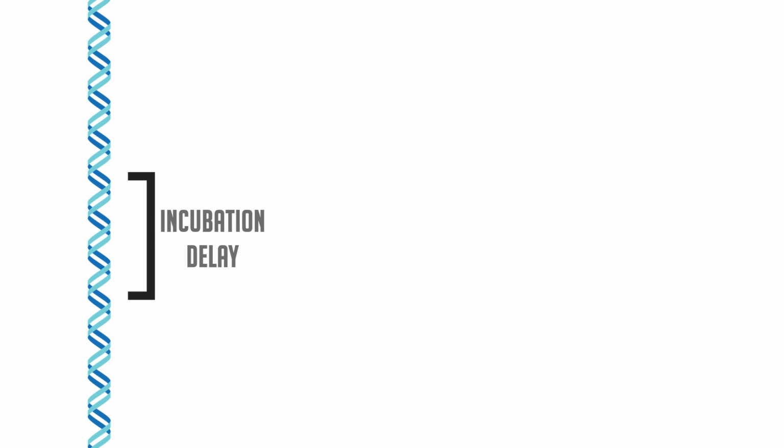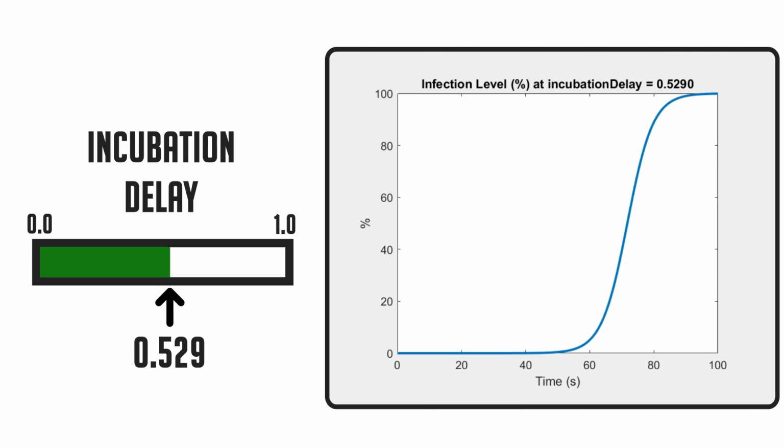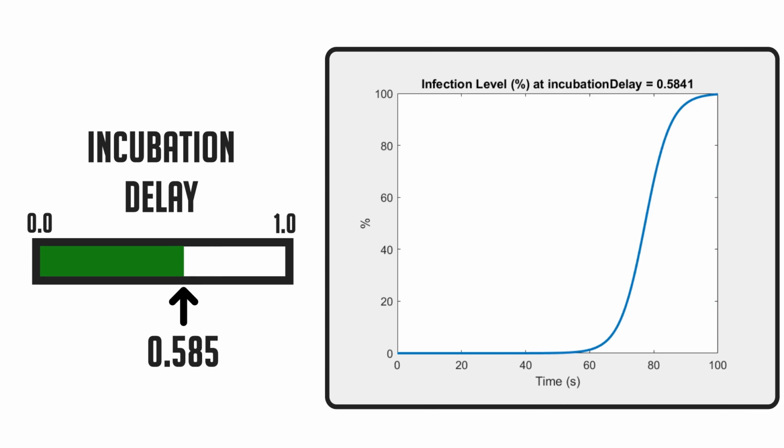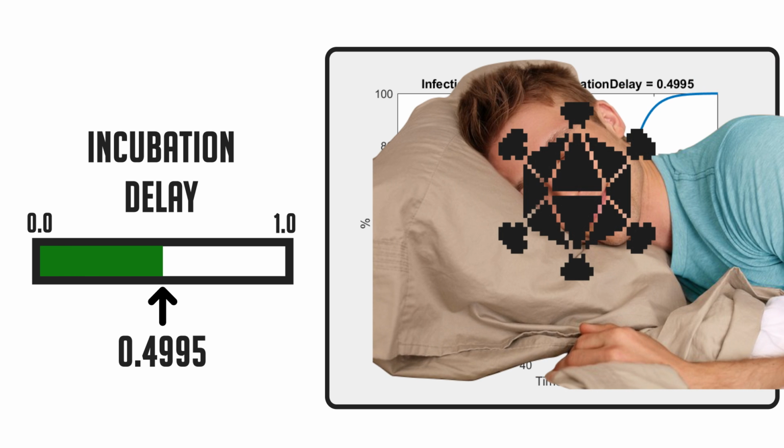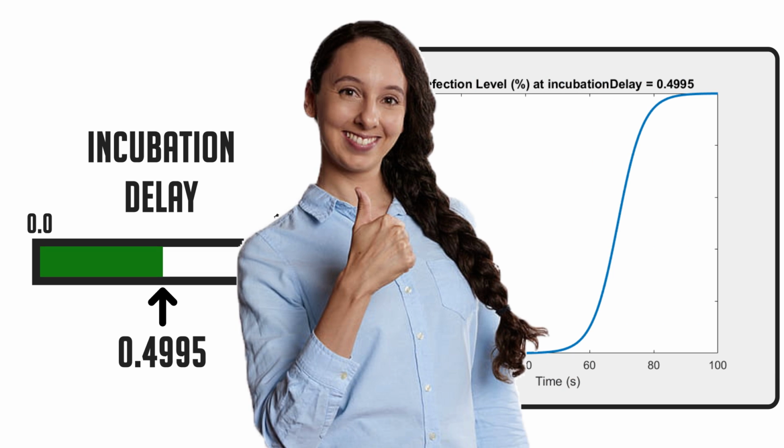Another gene is the incubation delay, which dictates the incubation period of the virus. It will influence for how long the virus stays dormant in the host before it starts spreading. Simple enough.